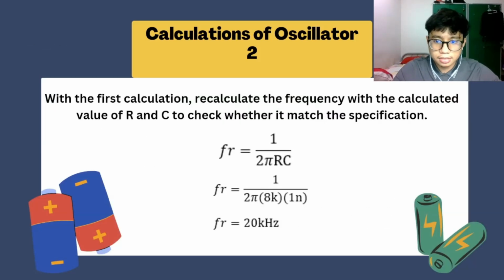Next, with the first calculation that we calculated, we recalculate the frequency with the calculated values of R and C to check whether it matches the specification. So for resonant frequency, we know the formula is 1 over 2 pi RC. We substitute: resonant frequency equals 1 over 2 pi times 8 kilo times 1 nano, and we get a resonant frequency of 20 kilohertz, and 20 kilohertz matches the specification for oscillator 2.